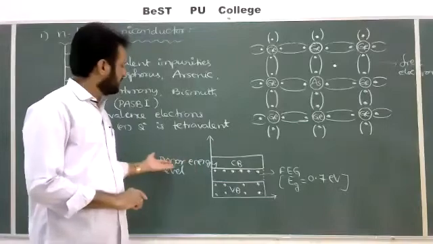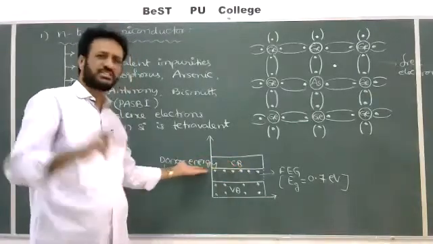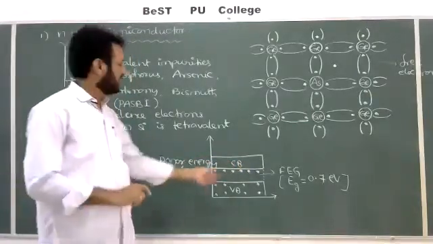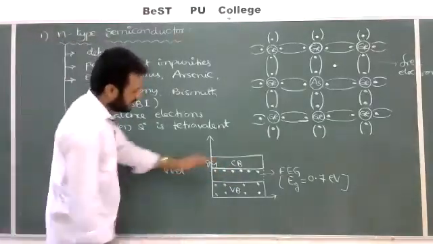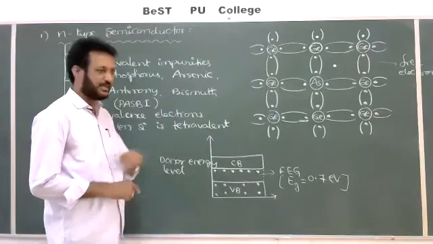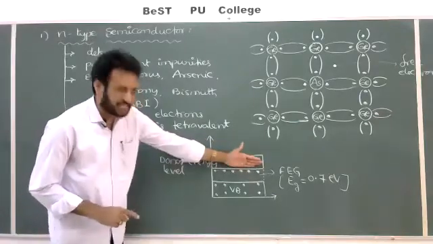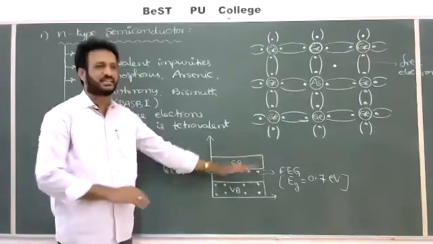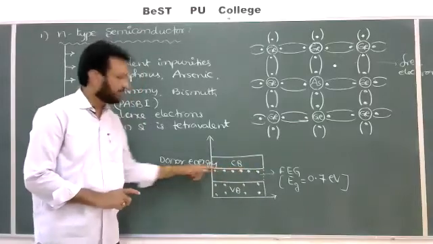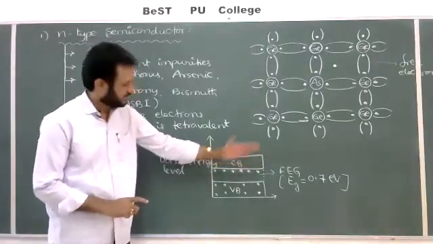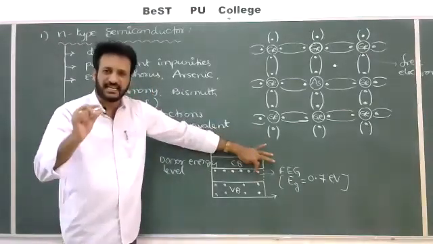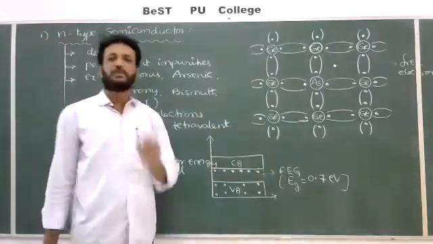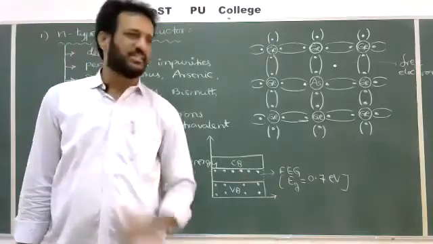And the level where the electrons are occupied, just below the conduction band, can be called a donor energy level. Where is it present? Just below the bottom of the conduction band. For example, the line is the bottom of the conduction band, and it is just below that. Between these two, there is a small energy gap of only 0.01 electron volt, a very small value.